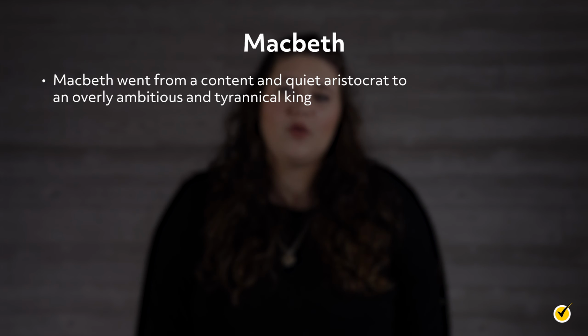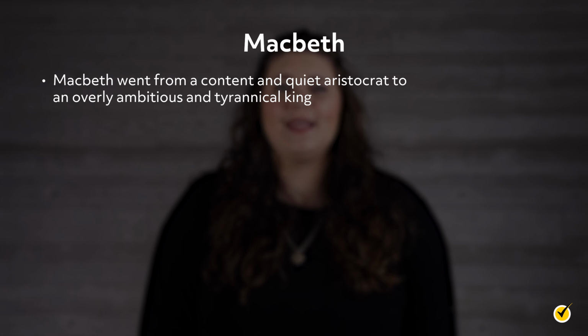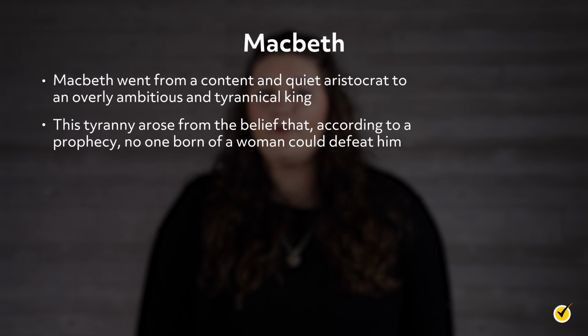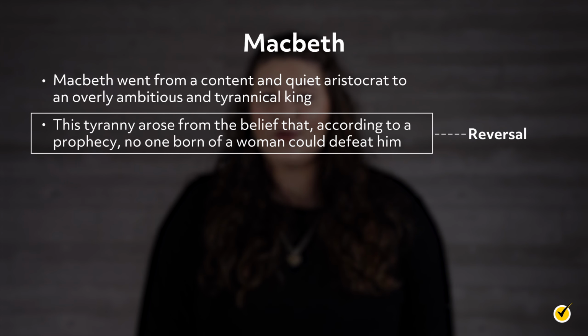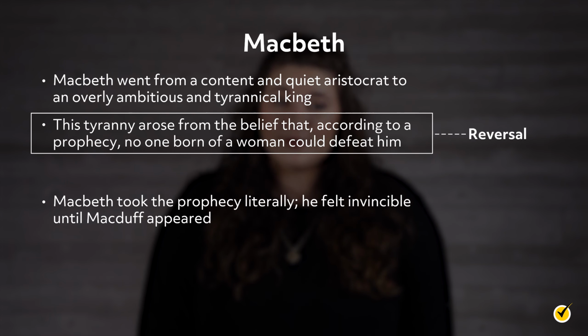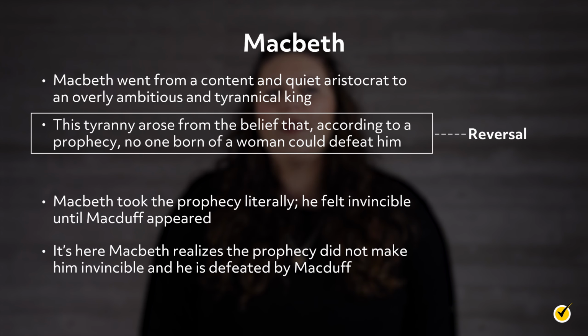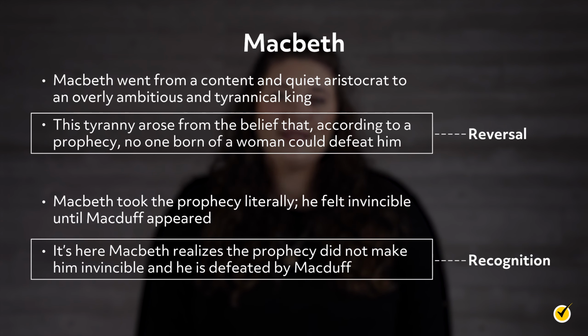An example of this can be seen in the character Macbeth from the play of the same name by William Shakespeare. Macbeth went from a content and quiet aristocrat to an overly ambitious and tyrannical king. This tyranny arose from the belief that, according to a prophecy, no one born of a woman could defeat him. This was a reversal in the plot. Because he took the prophecy literally, he felt invincible. That is, until Macduff, who Shakespeare describes as being born via C-section, appears. It's here Macbeth realizes the prophecy did not make him invincible, and he is defeated by Macduff. This is an example of recognition for both Macbeth and Macduff, who realize their places within the story as the conflict between them is resolved.